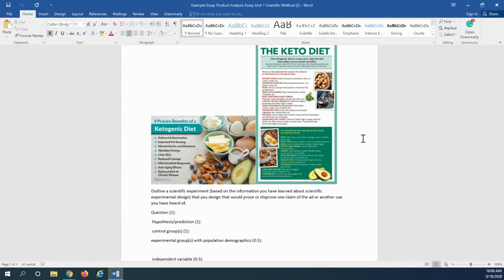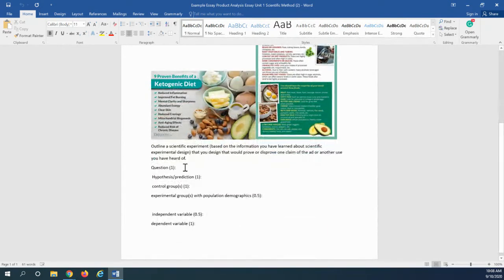So maybe that energy is increased might be one that you want to pull. And so I have listed on the essay question a question for you to write based on what you choose. So that should definitely have a question mark after it. And then writing a hypothesis, which can be written in the if-then prediction format.